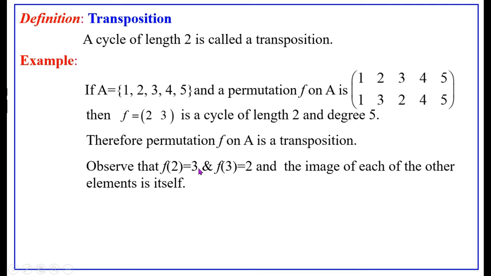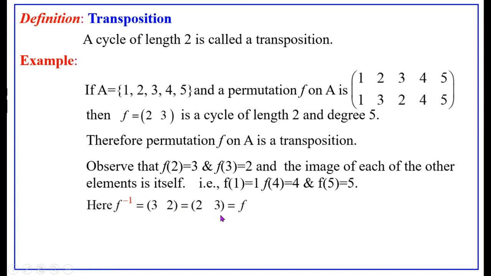Observe that f of 2 equals 3, f of 3 equals 2, and the image of each of the other elements is itself. Image of 1 is 1, image of 4 is 4, image of 5 is 5. That is, f of 1 equals 1, f of 4 equals 4, f of 5 equals 5. Hence, f inverse is equal to (3, 2). This can also be written as (2, 3). That is nothing but f. And hence we say that the inverse of a transposition is itself. That is, f inverse is equal to f. Remember that in group theory, the inverse of the identity is itself. Similarly, here the inverse of a transposition is itself.